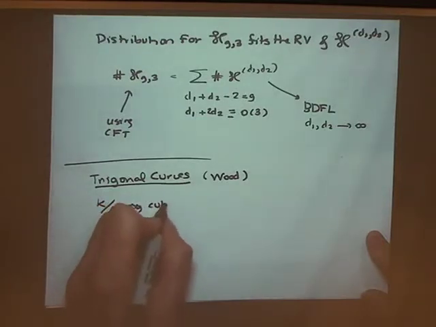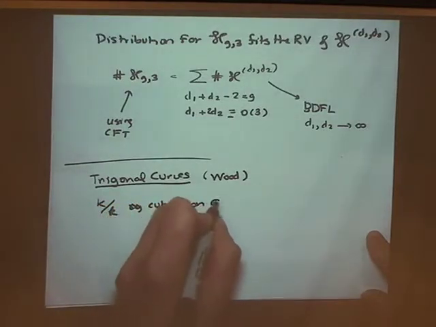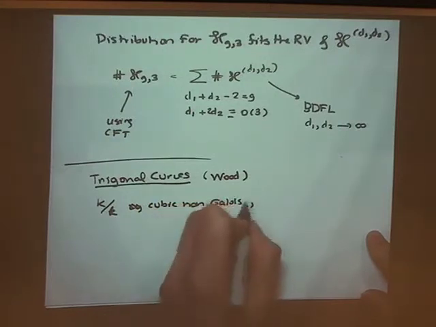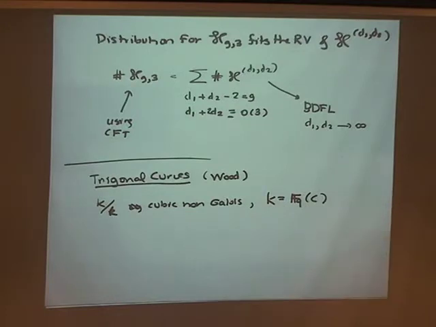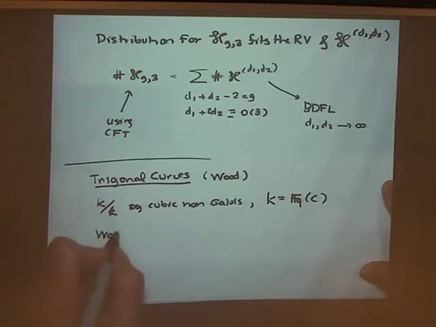cubic non-Galois. So what does it mean? It means that there's a curve that I will not write, but those are function fields of a family of curves. And you look at the L function, so work directly.